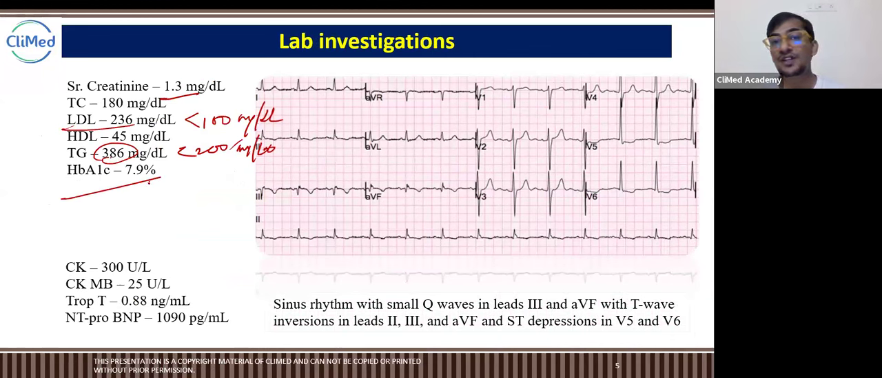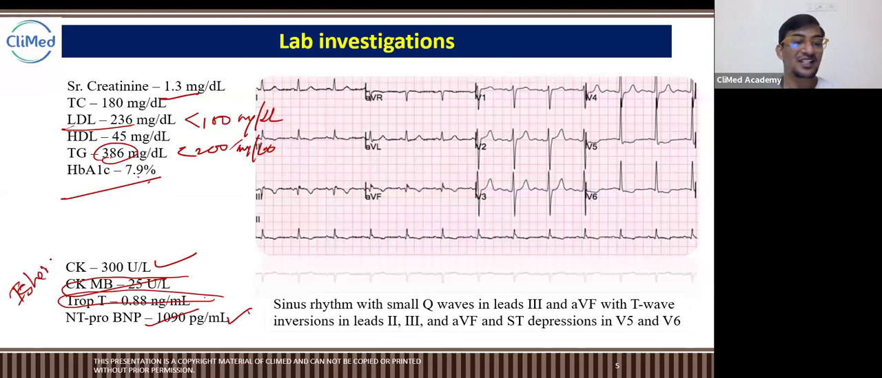This patient also has diabetes, so HbA1c is 7.9. And look at this, CK and CKMB. CK is higher, CKMB is normal, troponin T is 0.88. We did NT-proBNP, it was 1090 pg per ml, but let me tell you, it could be ischemic heart failure. Heart failure due to ischemia, not decompensated heart failure, not left ventricular failure or right ventricular failure. This is because of the ischemia, so we call it ischemic heart failure.